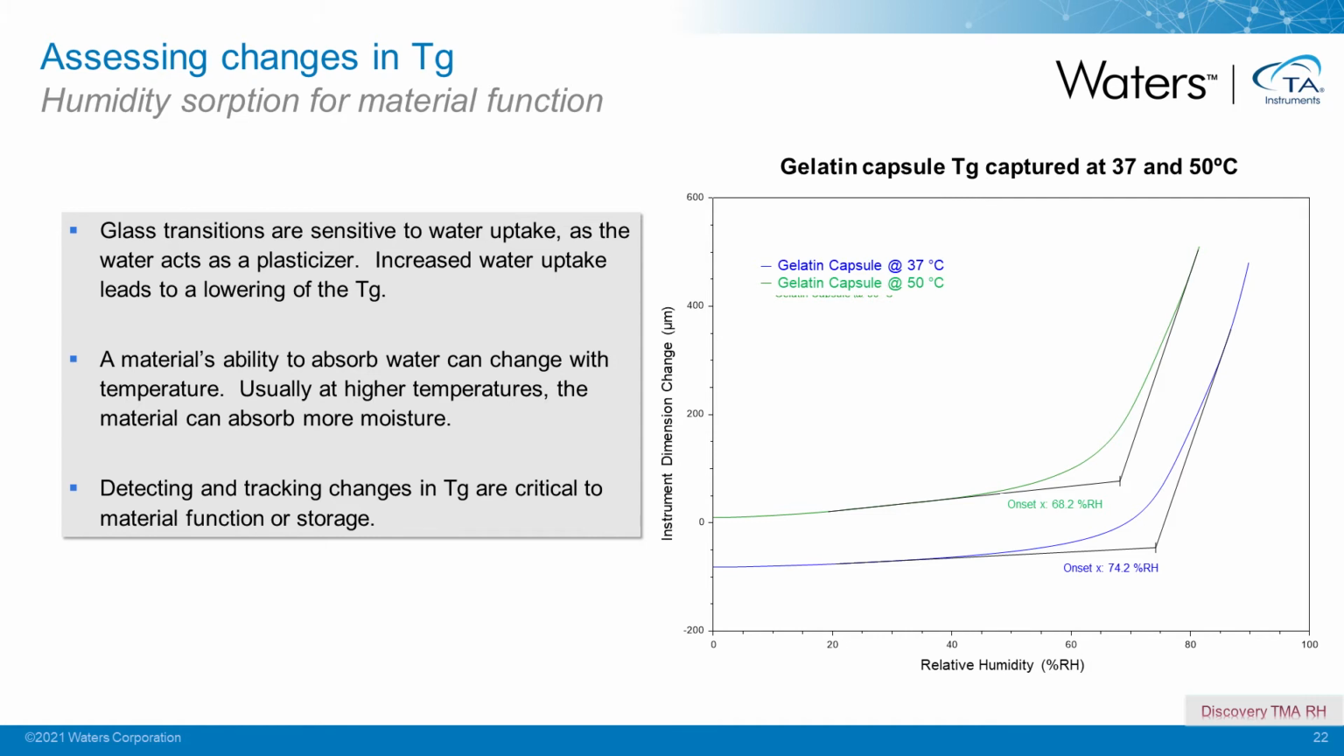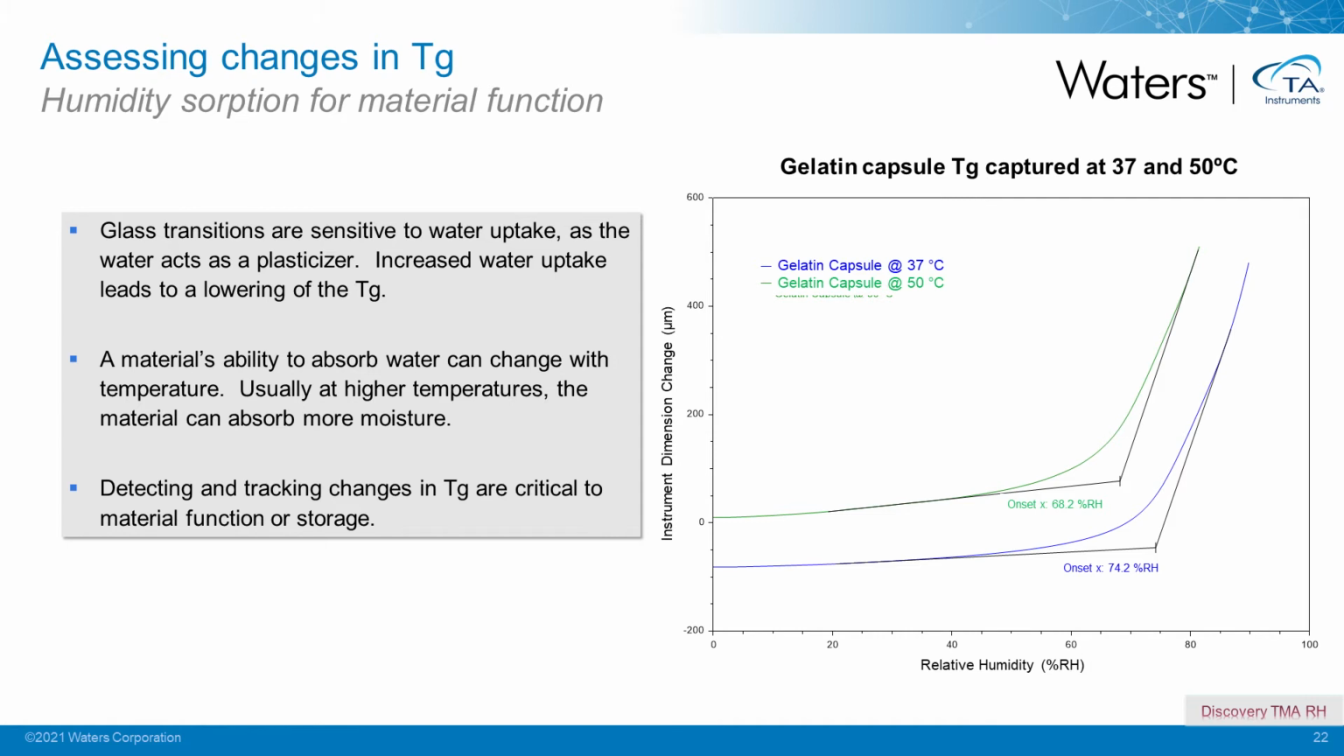And this data may look familiar to people that run TMA. This looks exactly like a glass transition detection would look if temperature were the x-axis. In this case, relative humidity is the x-axis, but it's the same thing. You are detecting a glass transition here. And so what we see is that for the gelatin capsule at 50 degrees Celsius, its glass transition occurs at a lower RH than it does at 37 degrees Celsius.